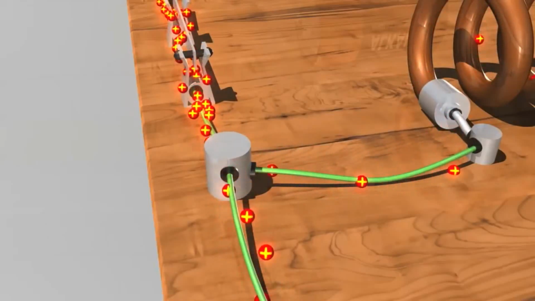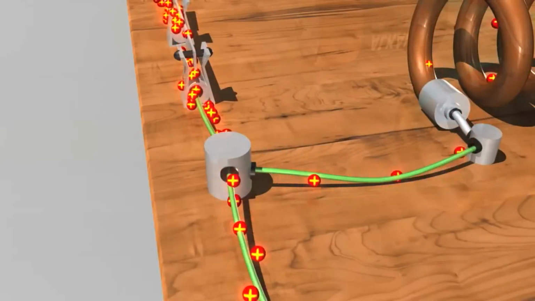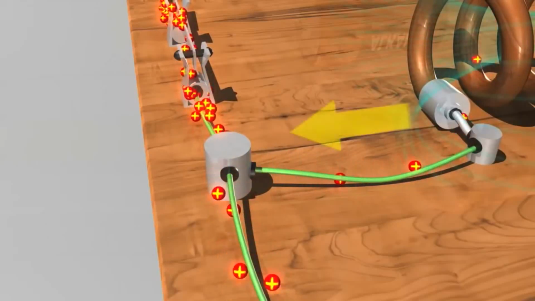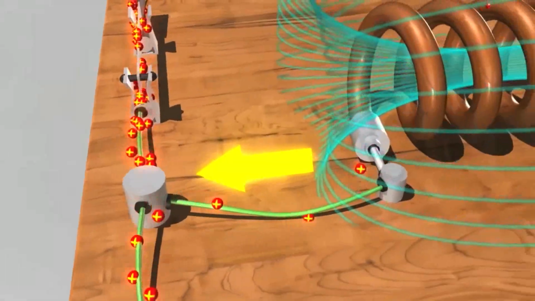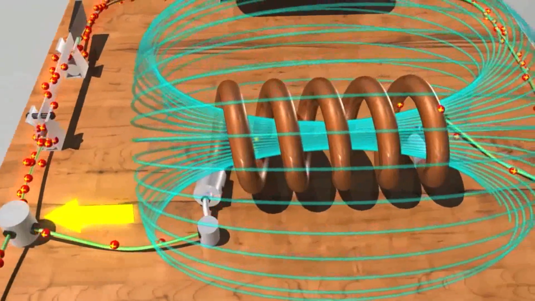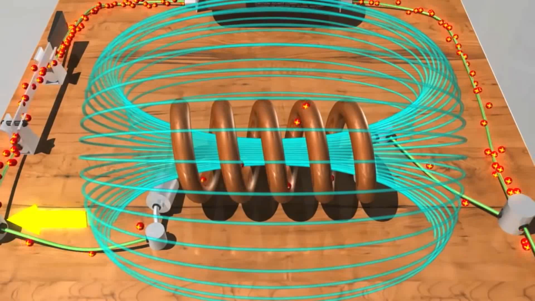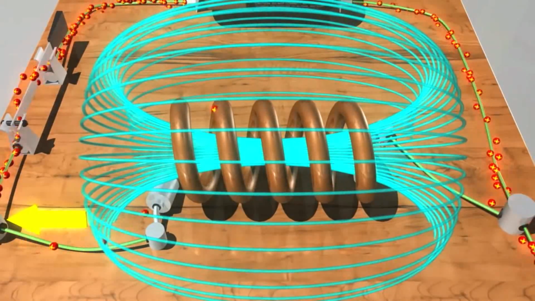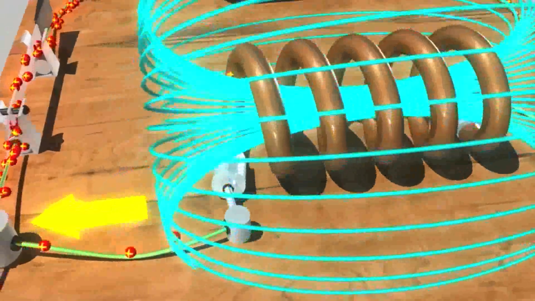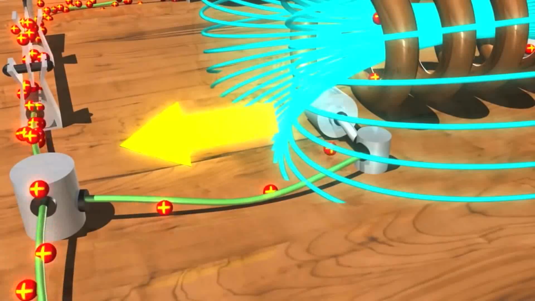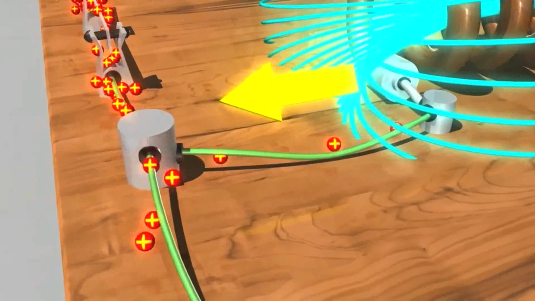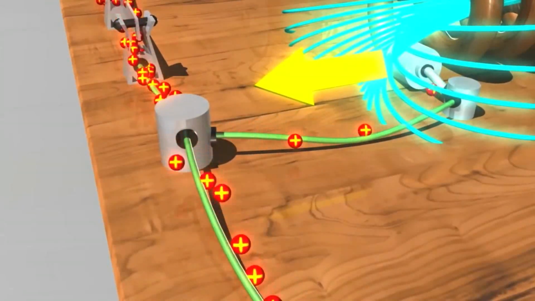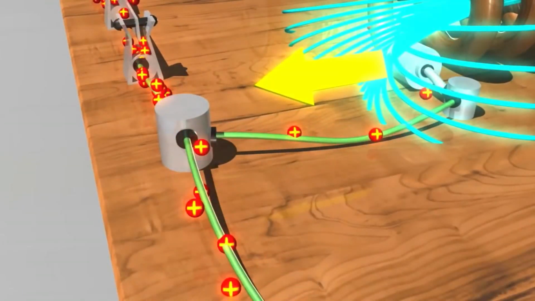This happens because as the magnetic field in the inductor grows, it induces its own voltage through Faraday's law. This is called electromagnetic induction. So the inductor here is creating a back EMF represented by this yellow arrow. Back EMF always opposes the change that created it. So in this instance, the back EMF is opposing the change created by turning on the circuit.